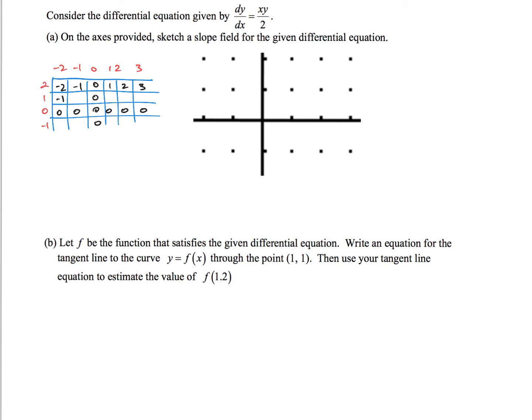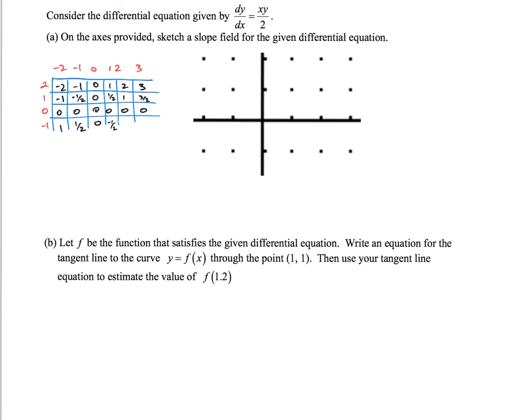Negative 1. If I substitute in negative 1, 1, what do I get? Negative 1/2. If I substitute in 1, 1, what do I get? 1/2. If I substitute in 2, 1, I get 1. If I substitute in 3, 1, I get 3/2. All right. And then if I substitute in negative 2, negative 1, I get 1/2. If I substitute in 1, negative 1, I get negative 1/2.